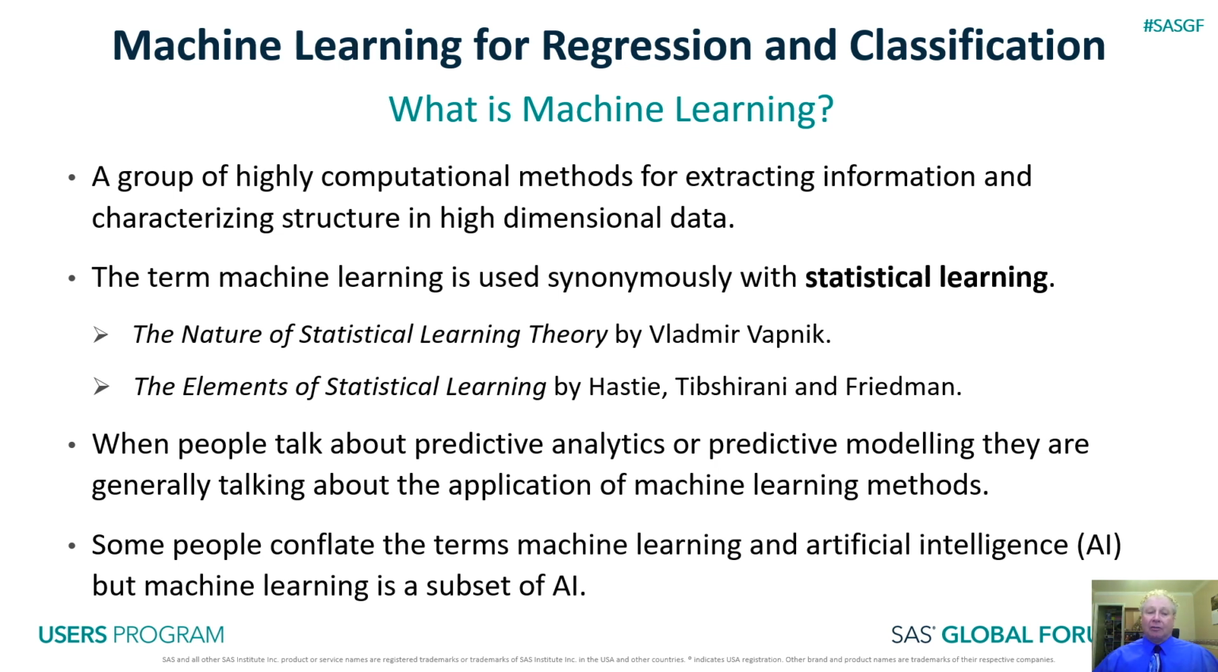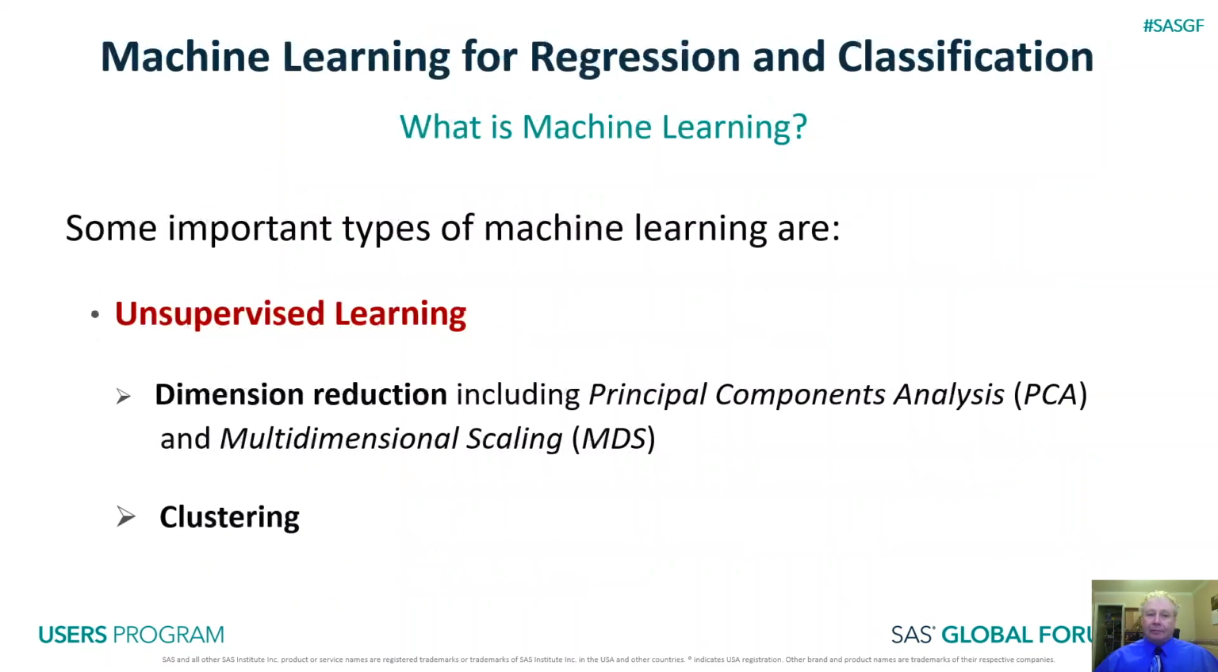this kind of methodology. When people talk about predictive analytics or predictive modeling, they're often talking about the application of machine learning methods to data, particularly to very large data sets. Some people conflate the terms machine learning and artificial intelligence, but machine learning is only a subset of artificial intelligence. There are many aspects of artificial intelligence which are not machine learning.